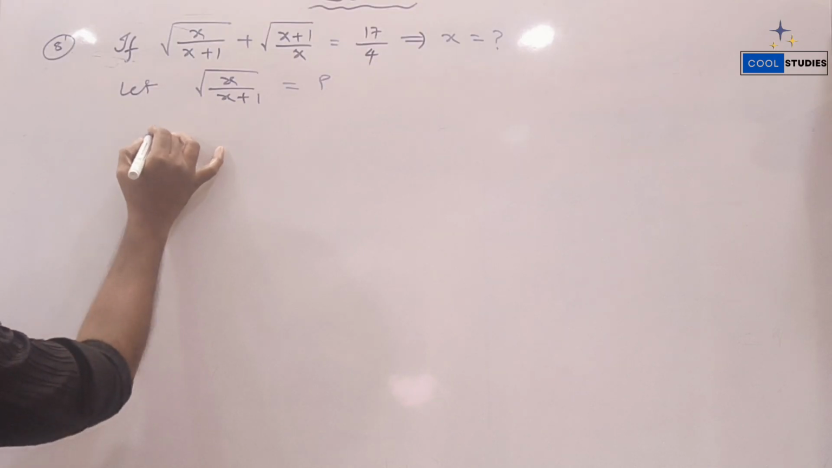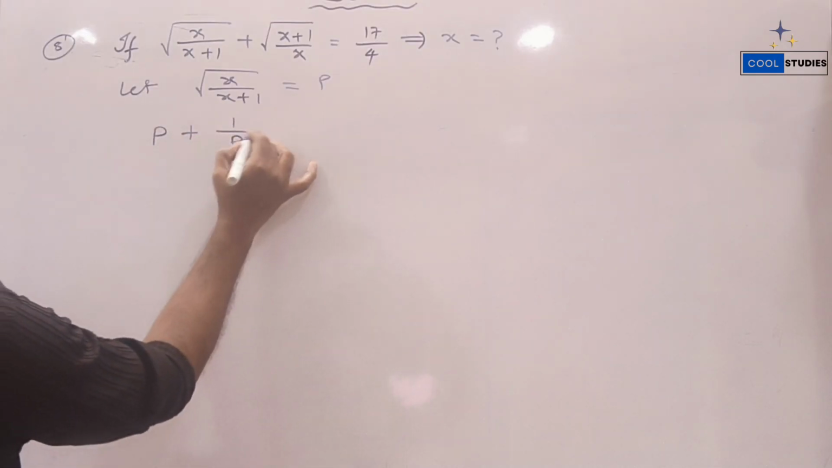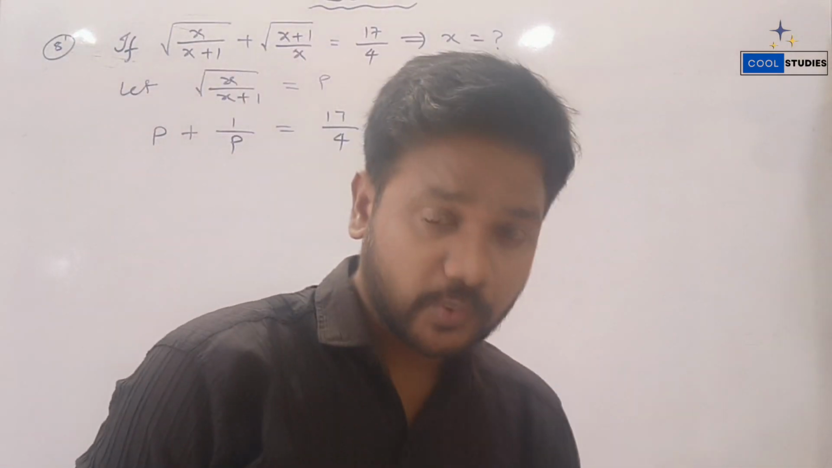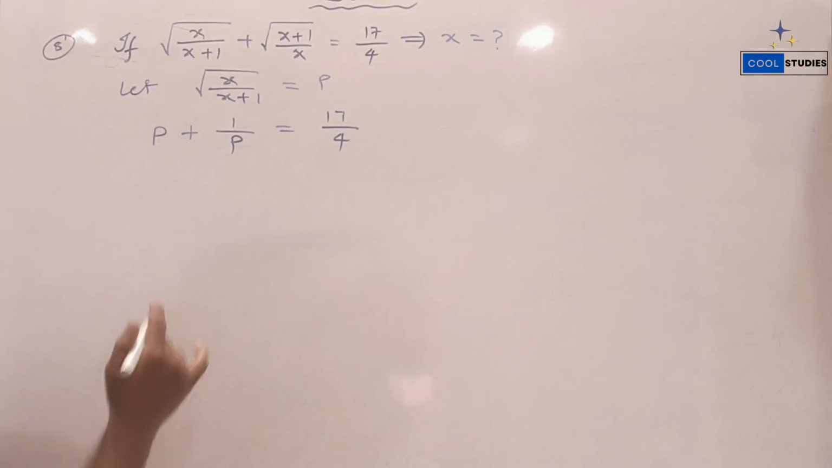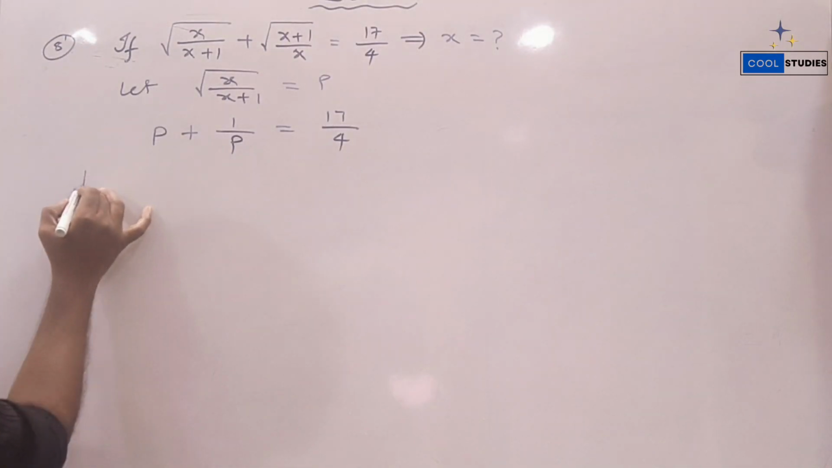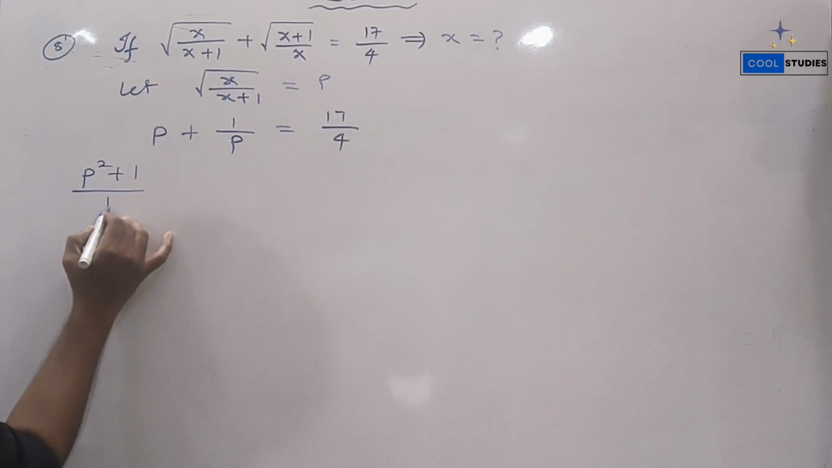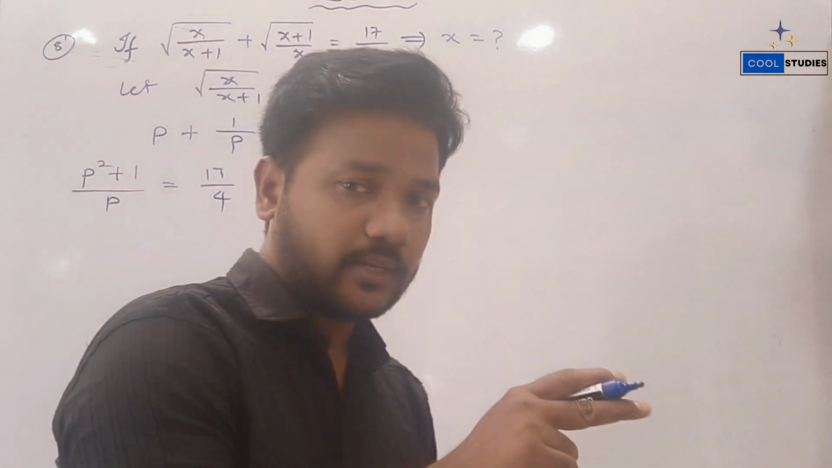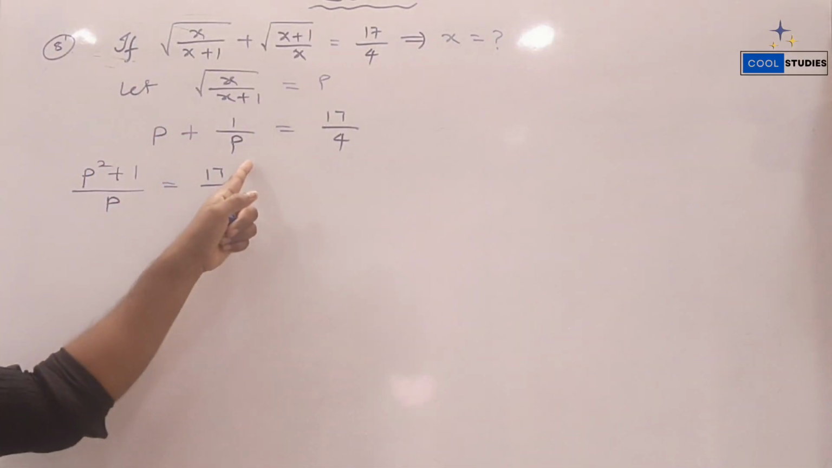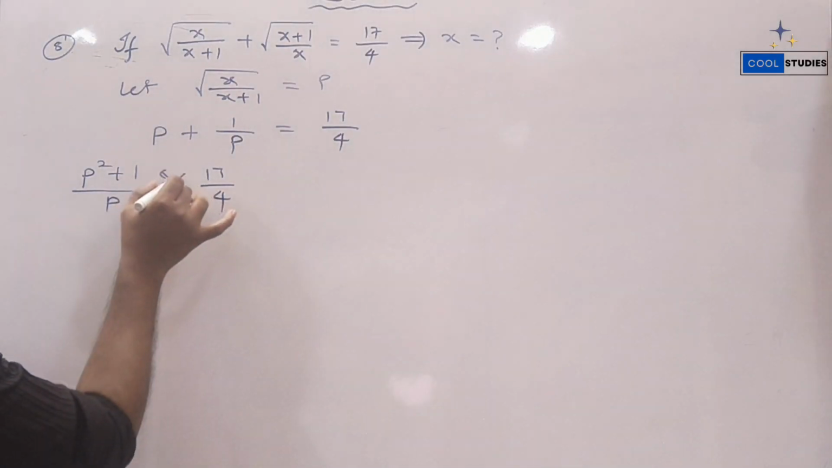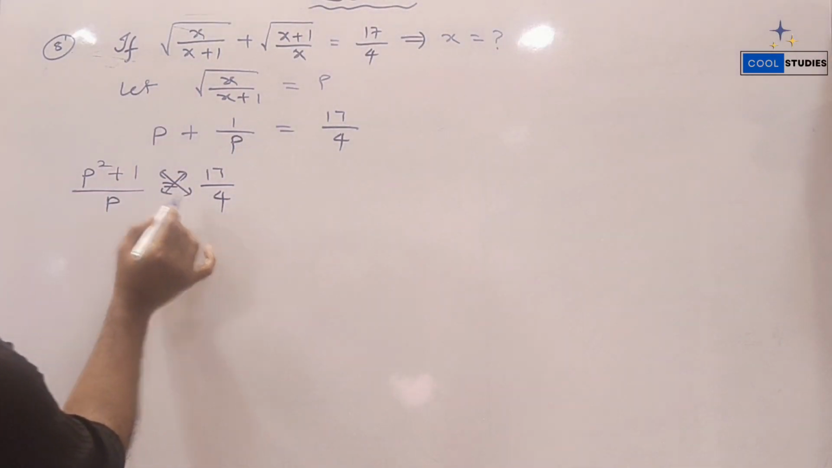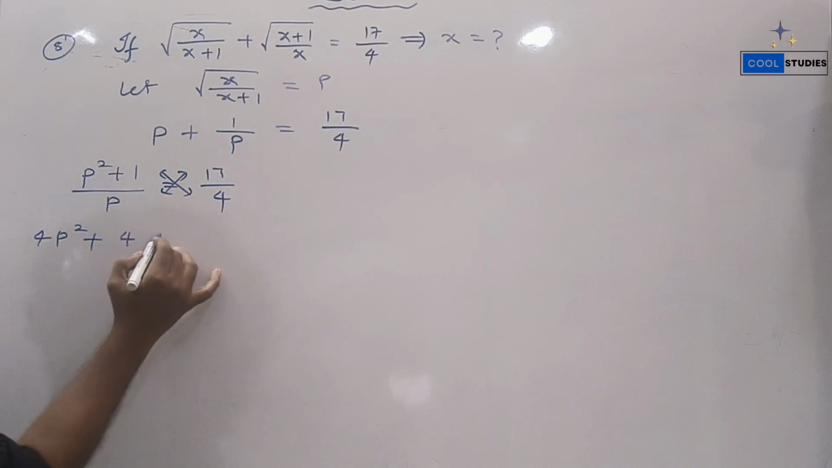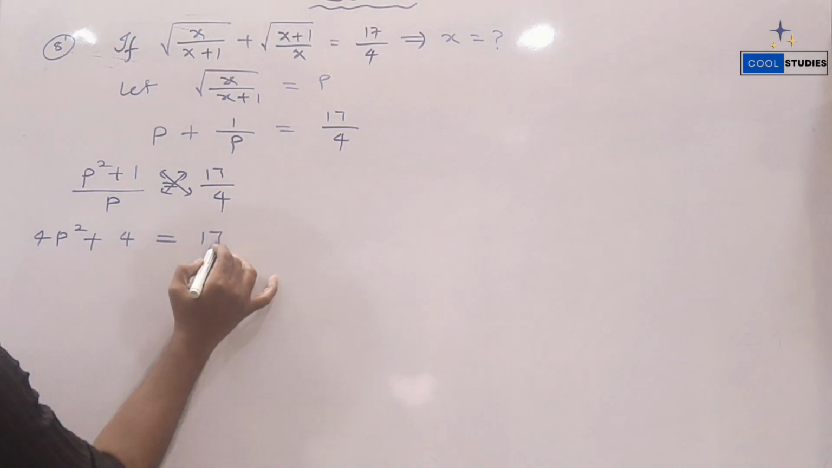Let us substitute. P plus 1 by p is equal to 17 by 4. Let us take the LCM: p into p, p square plus 1 by p is equal to 17 by 4. Let us do cross multiplication. If you do cross multiplication, 4 into p square, 4p square, plus 4 into 1, 4, is equal to p into 17, 17p.